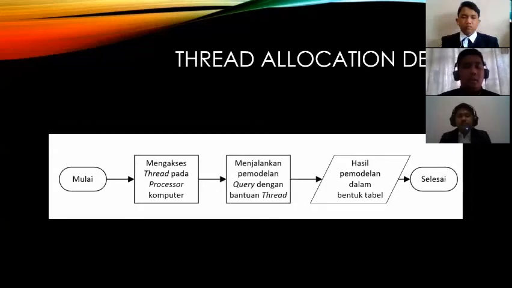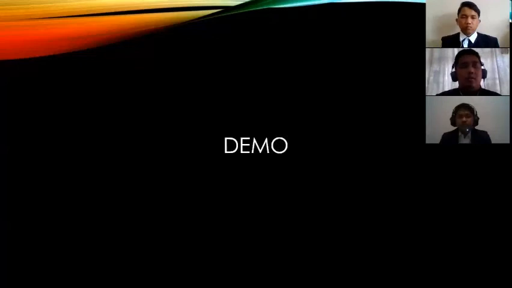Next, in our data processing, we allocate threads from the computer to have a fast process. Here we use the threads that exist in our computer. So with threads we will have a fast process, and we will have a fast result. Okay, we will continue to our demo.